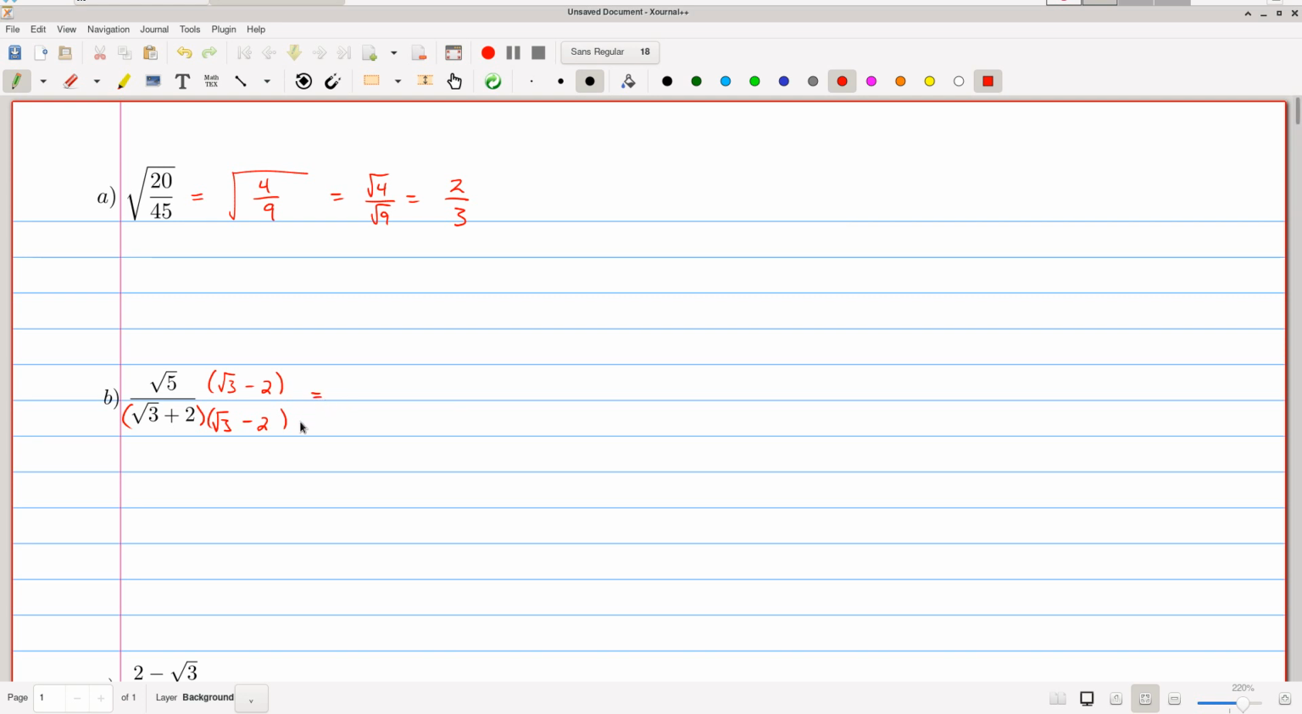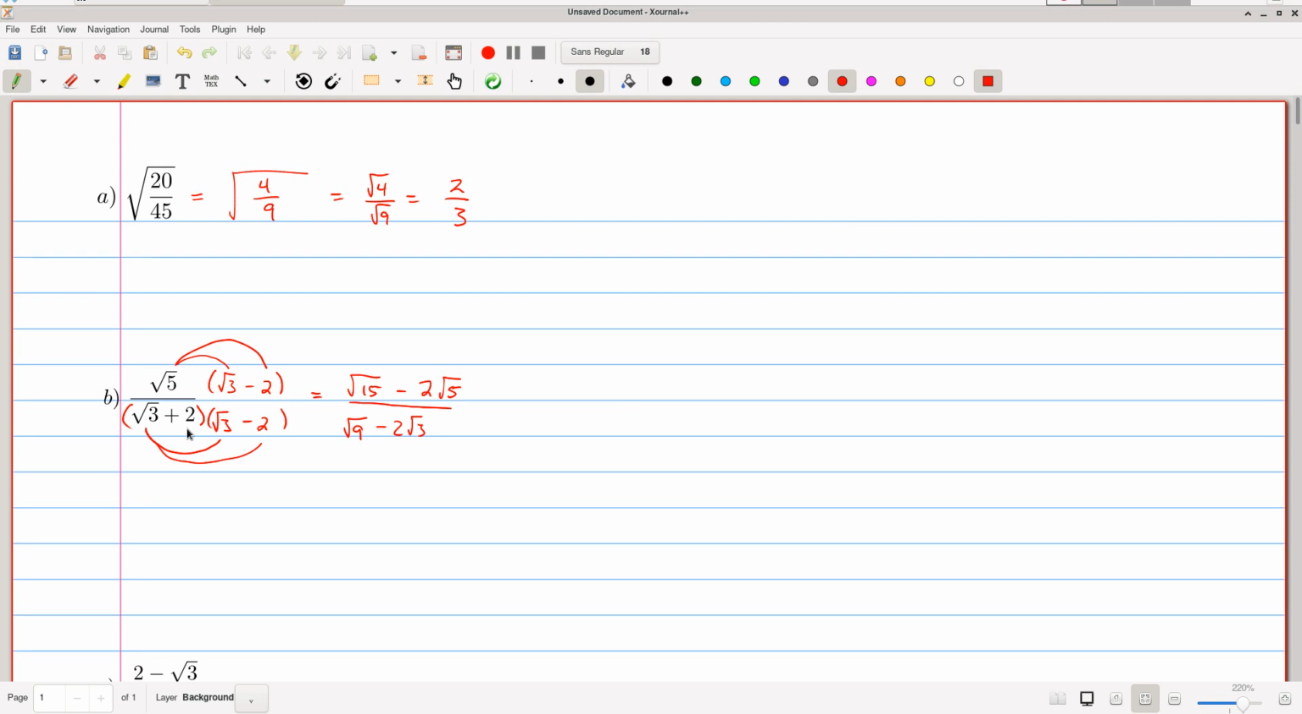If we distribute through the numerator, radical 5 times radical 3 is radical 15. And then radical 5 times negative 2 is a negative 2 radical 5. Now in the denominator, we've got to be a little bit careful. So radical 3 will distribute to both terms. So radical 3 times radical 3 is radical 9. Radical 3 times negative 2 is minus 2 radical 3.